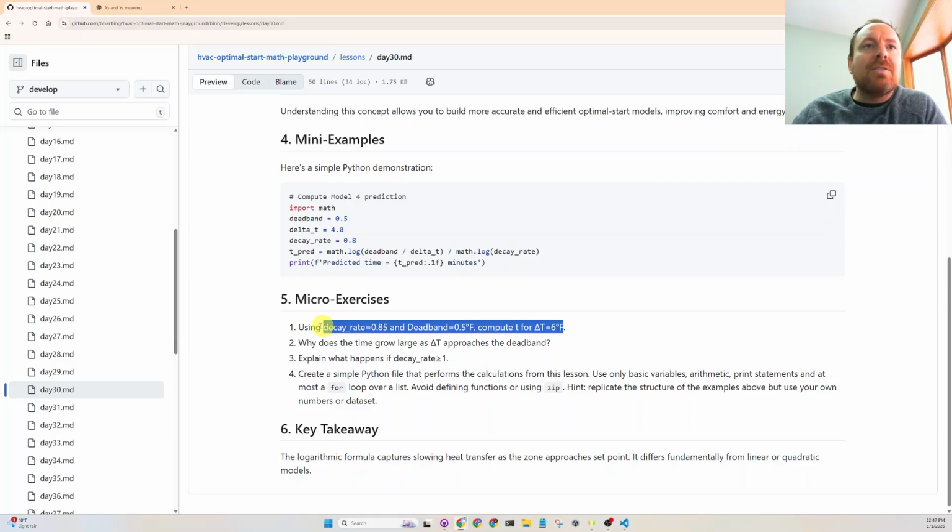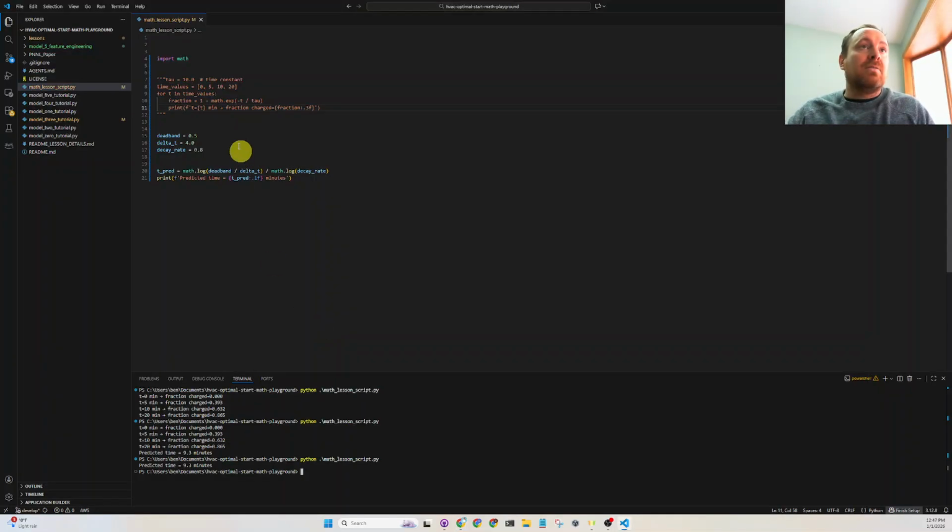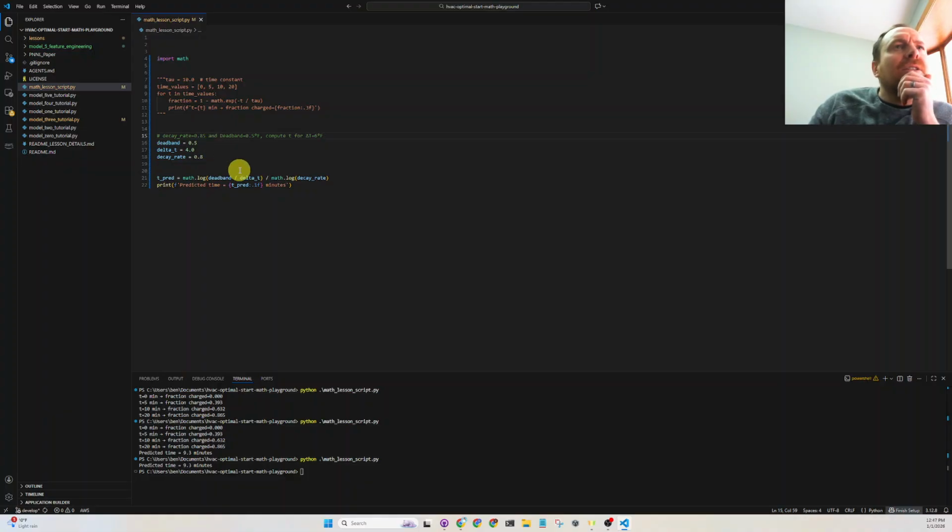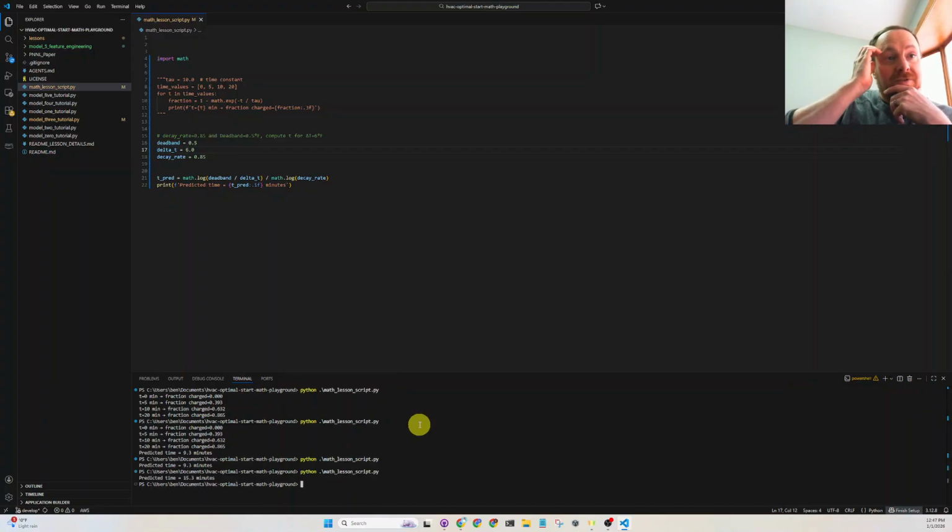Okay, so it wants us to plug in some different numbers here. Put another comment. So what would be our decay rate? Change that to a 5. Deadband is 0.5, that stays the same. Delta T is 6. 15 minutes in our little fake data.